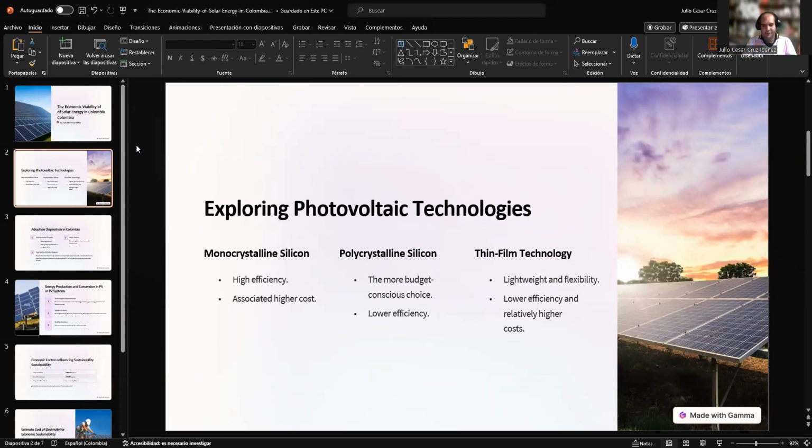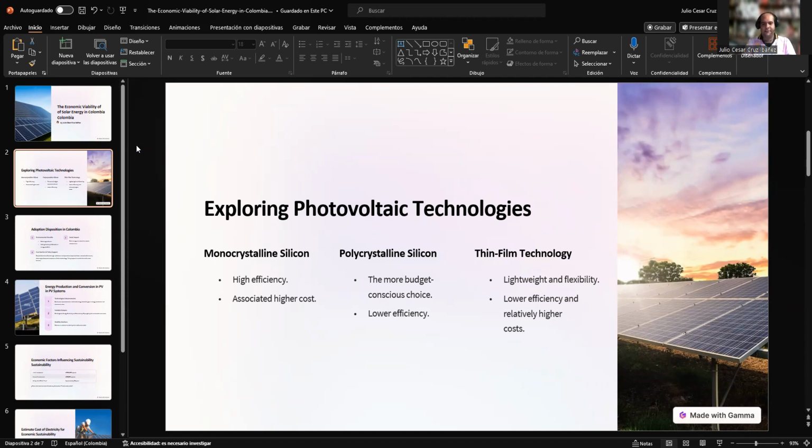We have just silicon technology. The first technology is monocrystalline. The second technology is polycrystalline, and the last technology is thin film. Monocrystalline has a good efficiency, but an associated higher cost compared to the other technologies that I have presented. Polycrystalline has lower efficiency, but it is cheaper than monocrystalline.